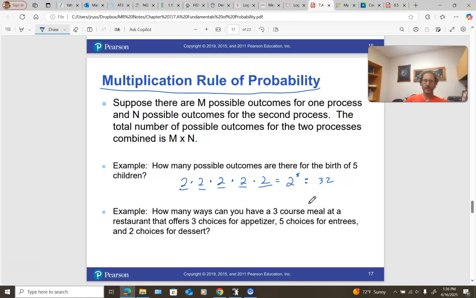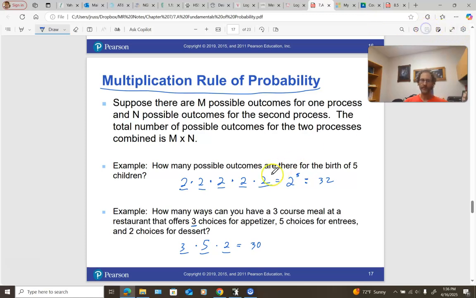So I like to draw a little line. We're going to be multiplying. The number of ways that I can choose an appetizer is 3, because there's 3 appetizers available, multiplied by the number of entrees, which are 5, and then there's 2 choices for a dessert, so this is going to end up giving us, I believe, 30. So that means that there are 30 different 3-course meals that you could order at this particular restaurant.